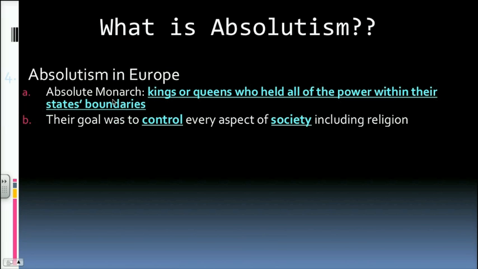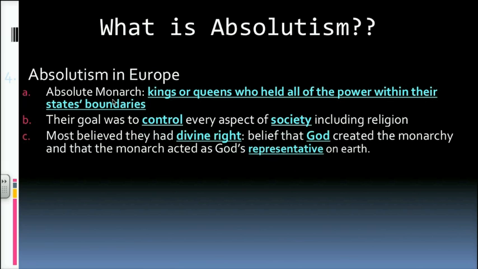Their goal in a lot of cases was to control every aspect of society, including religion. And this is where we can bring in Henry VIII of England as an example. Because remember, when Henry VIII wanted to divorce his first wife so that he could marry Anne Boleyn, he was controlling religion in that process, and he created the Church of England. So I think we could definitely see Henry VIII of England as an absolute monarch.